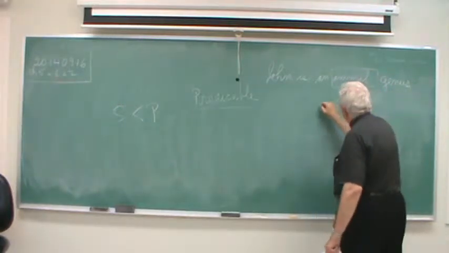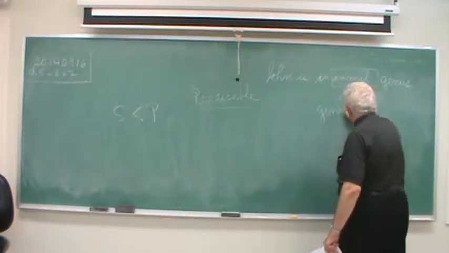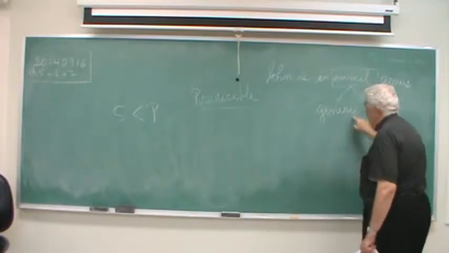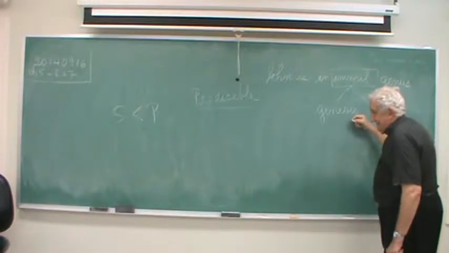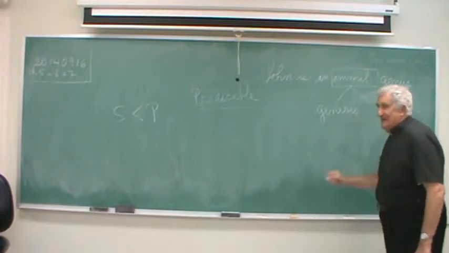Genus comes from the Latin genus, generis, which means possessive keeper, possessive keeper in English.